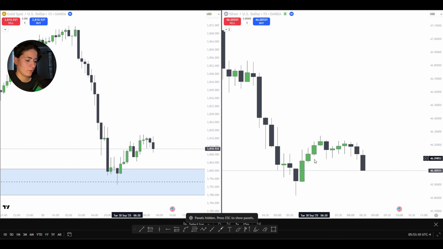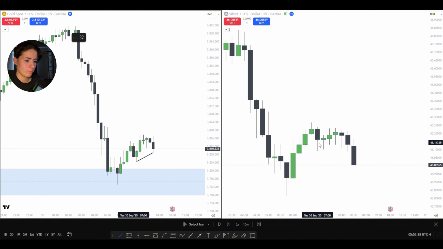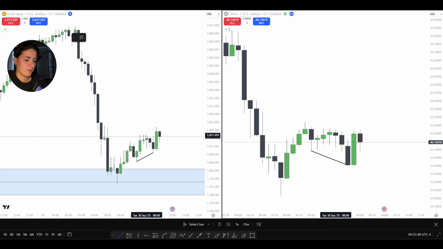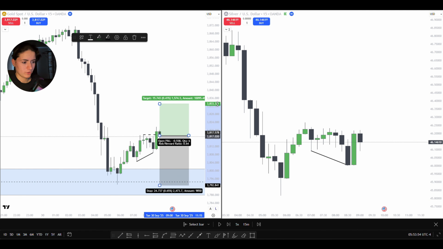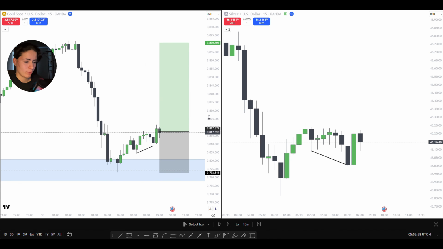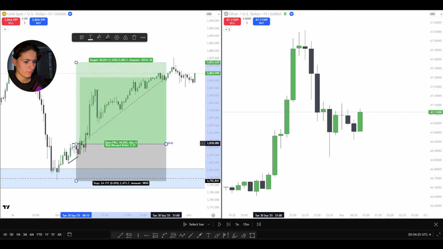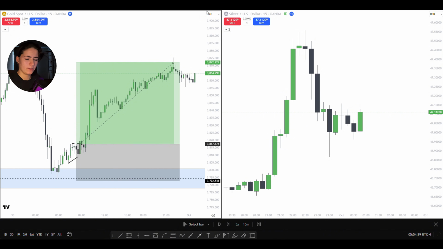When we move to a lower time frame, we can see that on gold, the swing wasn't taken out, but on silver it was. Then we wait for a break of structure, and after the breakout, we can open a long position. The stop loss can be placed below the low, and take profit at the candle range high. So it's a nice setup. Let's move to another.